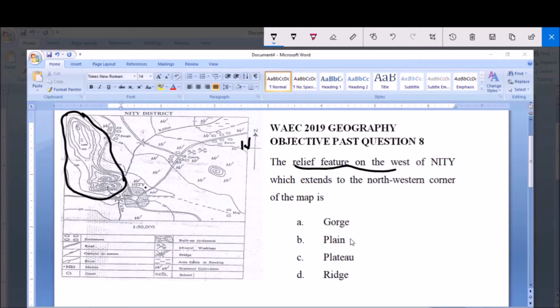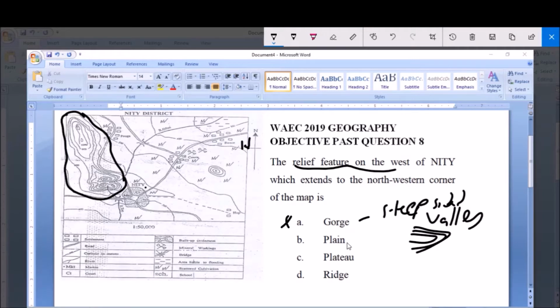A gorge. Now a gorge basically is a steep-sided valley, and it's usually represented by V-shaped, closely packed contour lines. So that does not fit into this description, hence gorge is ruled out.